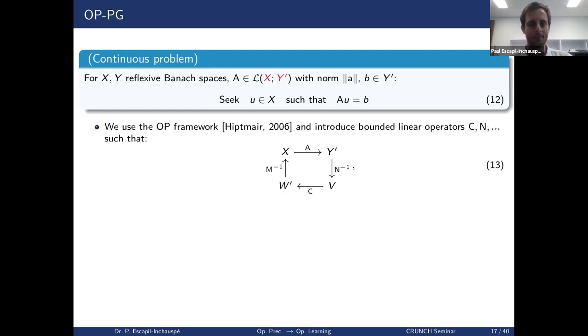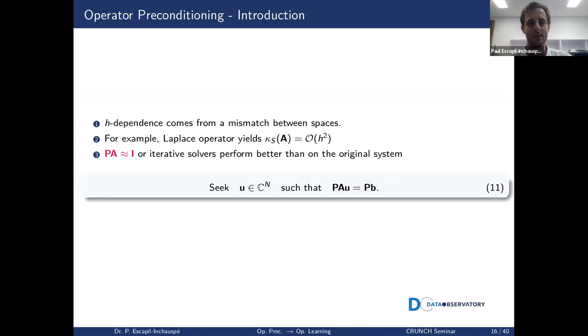Here I present the continuous problem. And what we do, let me get back one second. You see here that, for example, for the Laplace operator, there is this squared behavior, and it is due to a mismatch between spaces, between, for example, the domain and the range spaces, because you have pseudo-differential operators. So you have derivatives, and this involves at the end this kind of behavior. So the whole idea of operator preconditioning is to try to get, in some sense, an opposite-order preconditioner. You have, for example, an operator that goes from H1 to H-1, and in this case you try to build another operator that you will add as a preconditioner that will map H-1 to H1. One example could be the inverse operator.